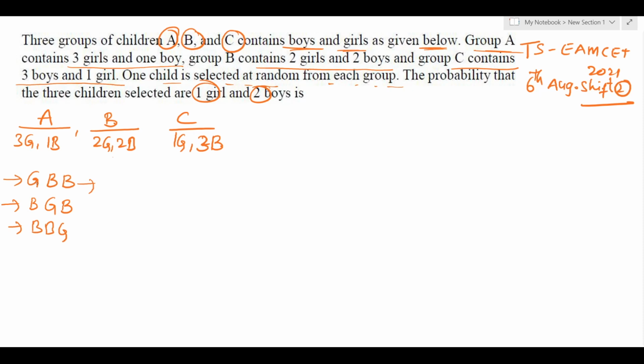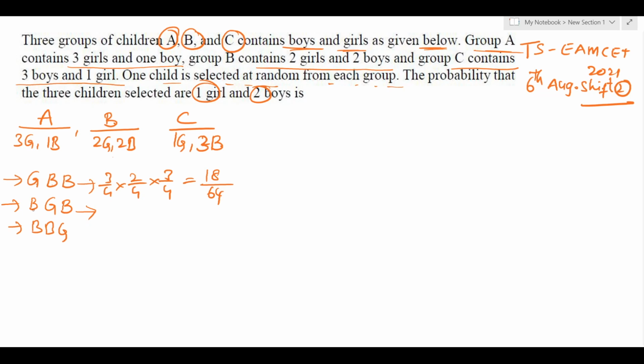So first, selecting a girl from group A is 3 by 4, into selecting a boy from group B, that is 2 by 4, into selecting a boy from group C, that is 3 by 4. That is equal to 3 into 2, 6, into 3, 18 by 4 into 4 into 4, 64.